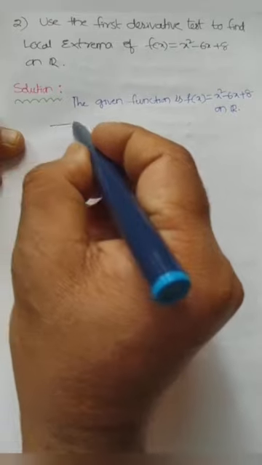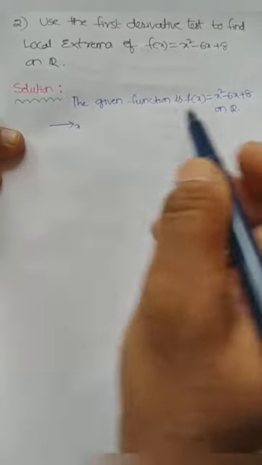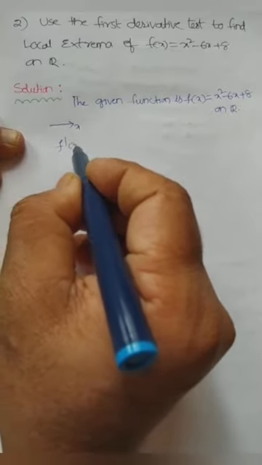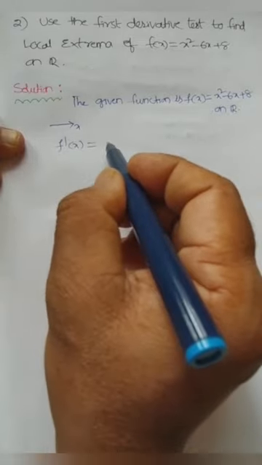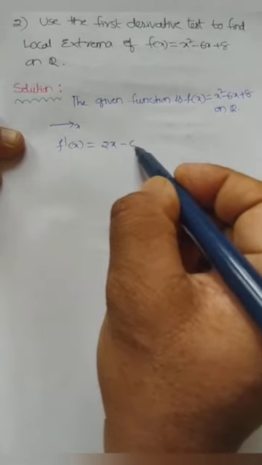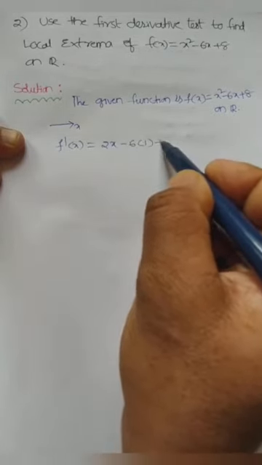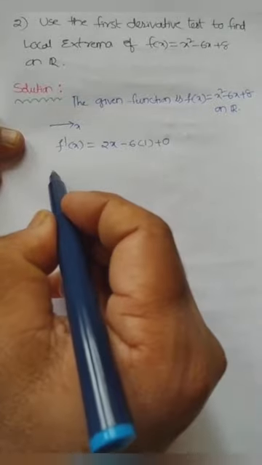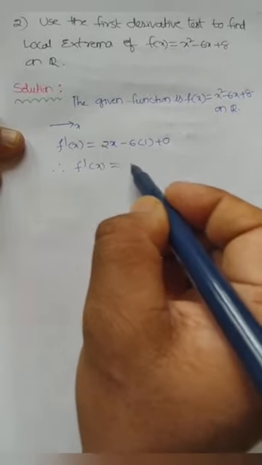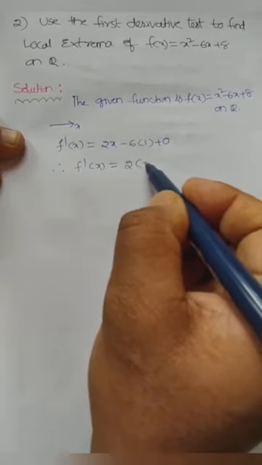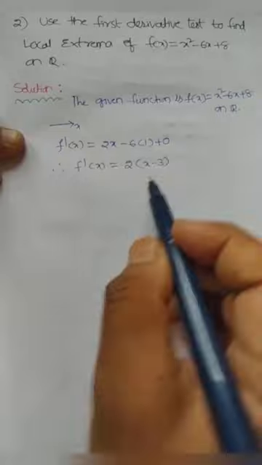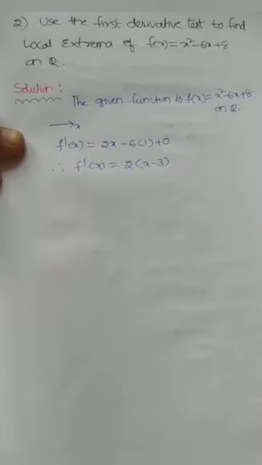Now we are differentiating this function to get the first derivative. f dash of x is equal to, what would I get? X square derivative is 2x, minus 6, x derivative is 1, and the constant derivative is 0. Therefore f dash of x, I got 2 as the common term, so 2 into x minus 3. This is our f dash of x.